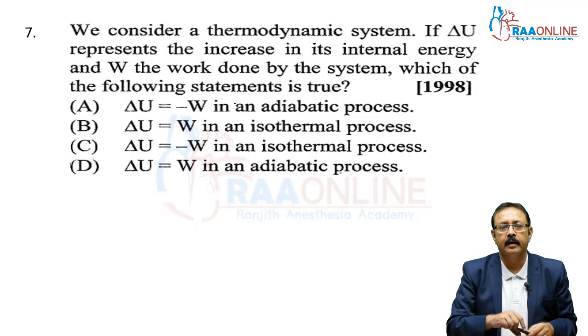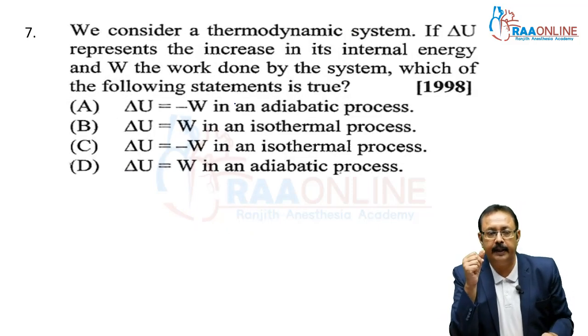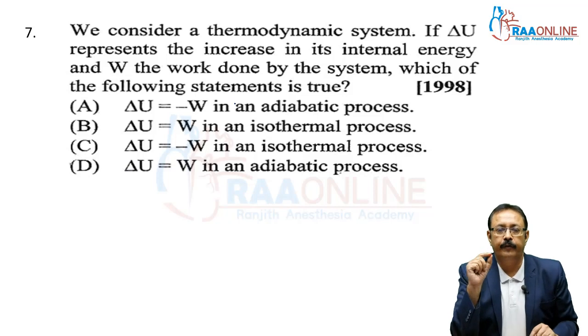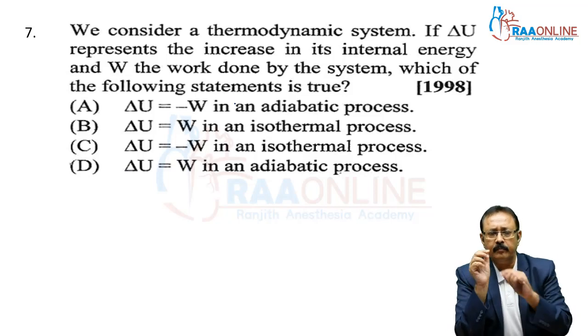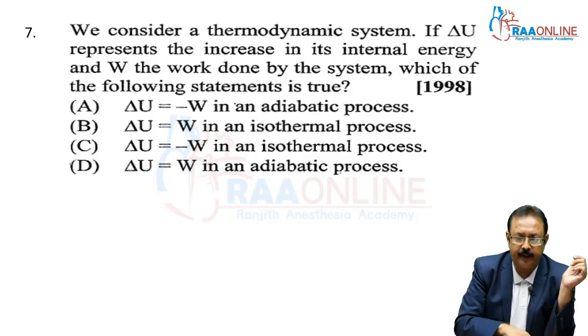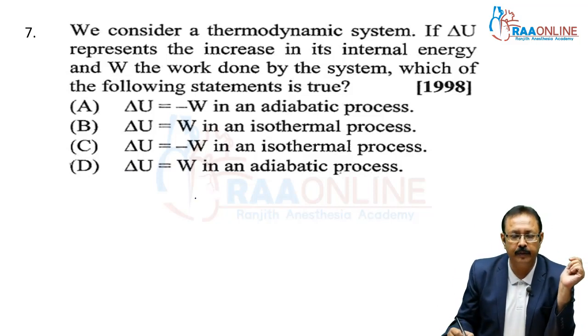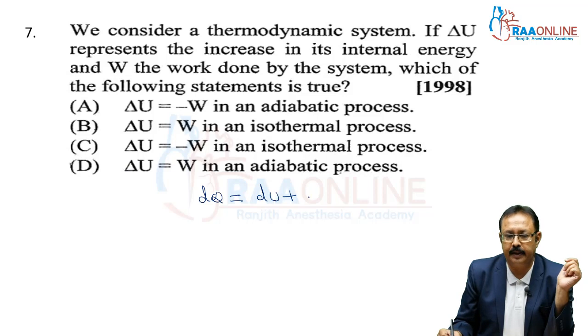Next, it is from 1998 AIPMT. We consider a thermodynamic system. If delta U represents the increase in its internal energy and W is the work done by the system, which of the following statements is true? What is A? First we write what law. We know dQ is equal to dU plus dW.